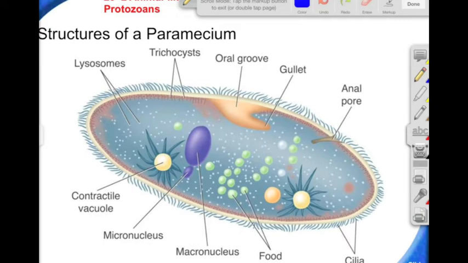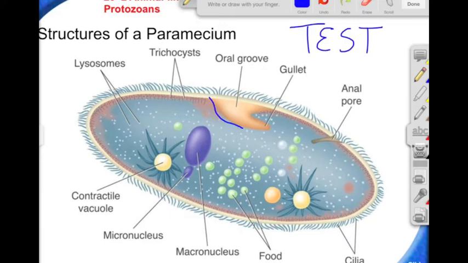Now, this diagram is one you would really want to know. So let's put test on this. And you will be filling out and coloring many diagrams to make sure that you know the structure. The oral groove is essentially the mouth, leading down to the gullet so the food comes in. Right? So I'll draw this like this. And at some point, waste products have to leave, so you've got an anal pore.